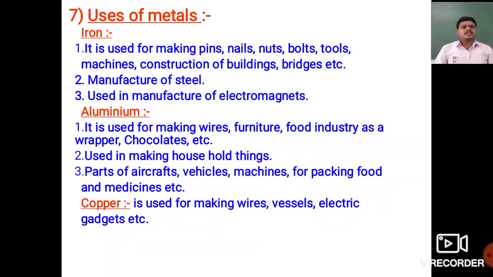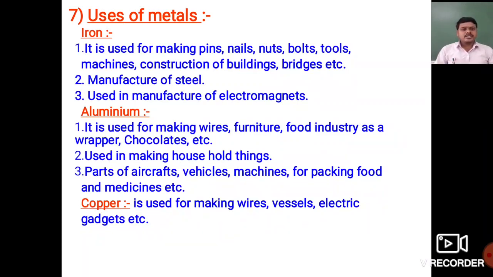The first metal that we are using in our day-to-day life is iron. My dear students, can you tell me where we are using iron? Yes, everywhere. Without iron products, we can't imagine our life. We depend on iron that much. So let us discuss the uses of iron.